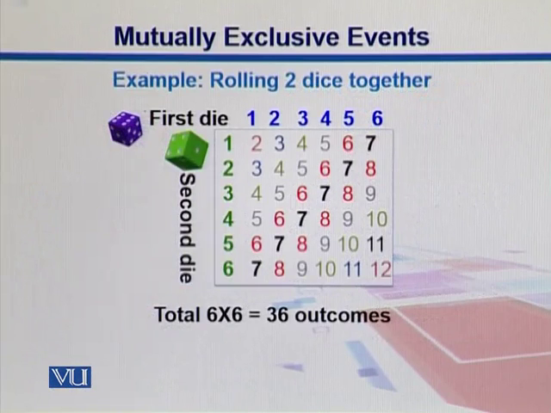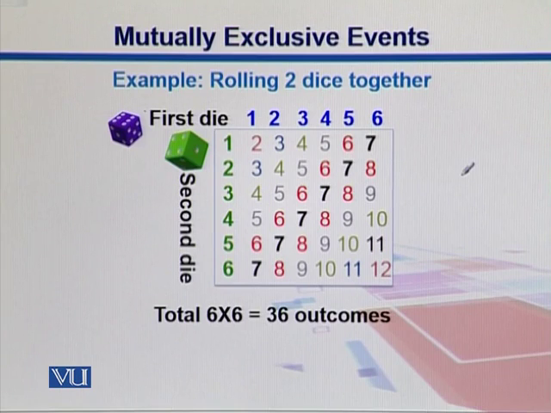Here we can elaborate this rolling of two dice together in this example where we are summing up their outcomes. From the first die, blue, we get 1, and from the second die we get 1. When we put them together and sum them, we get a 2.